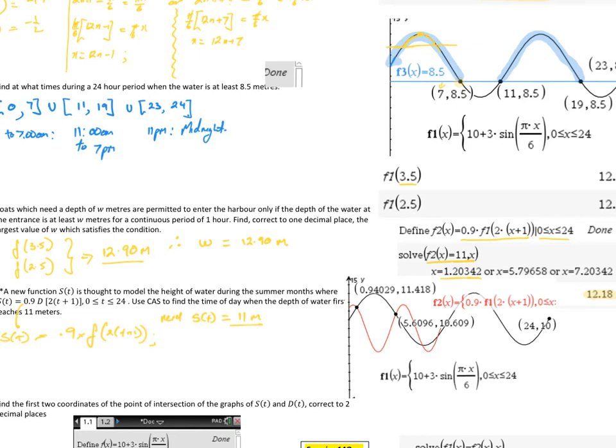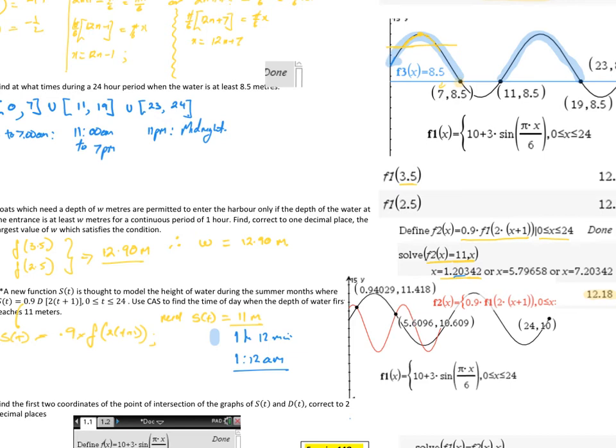So what we're saying then is that the time that we need is 1 hour. So after 1 hour and 12 minutes, it reaches 11 meters. So it's going to be at 1:12 a.m. The 12 minutes is the 0.2 of an hour there.